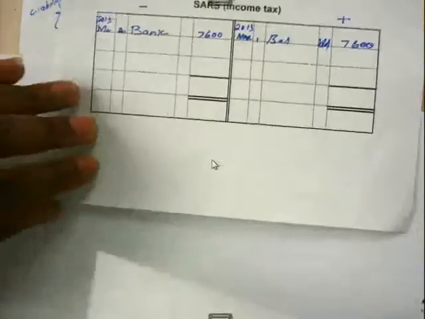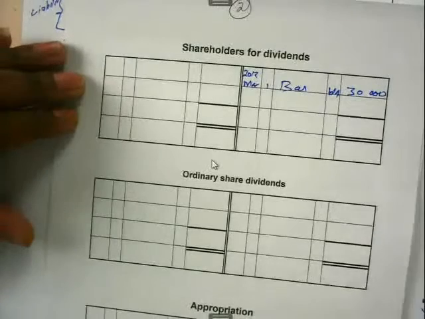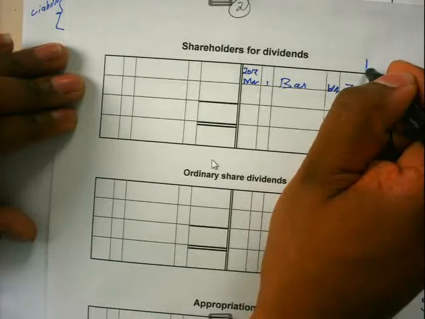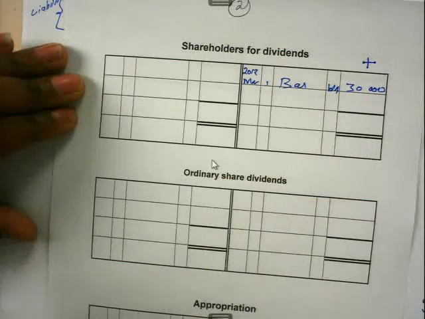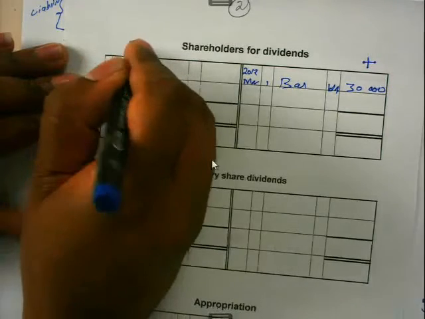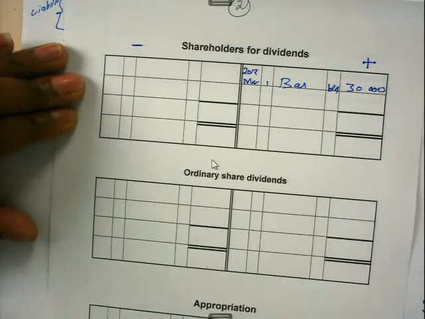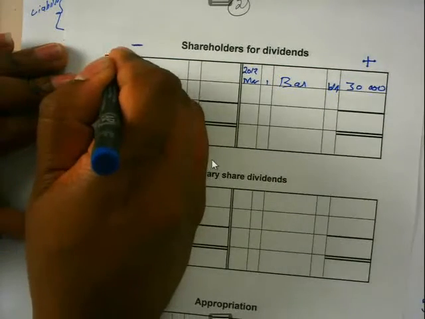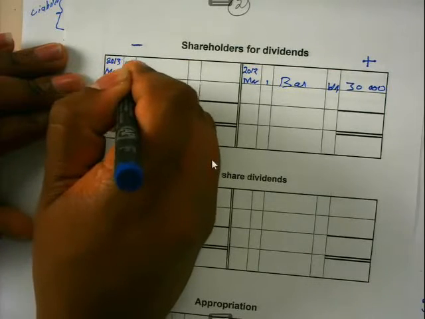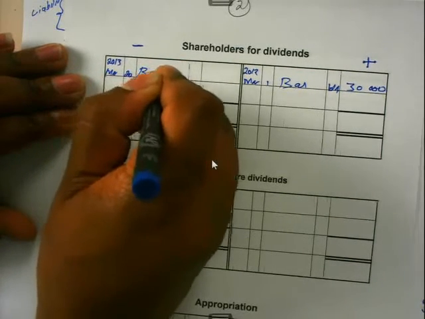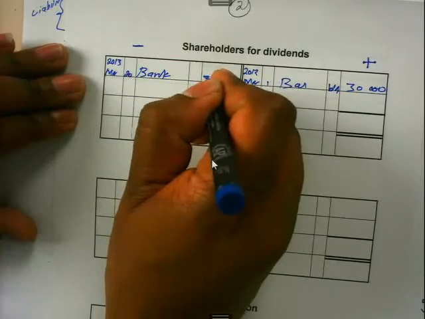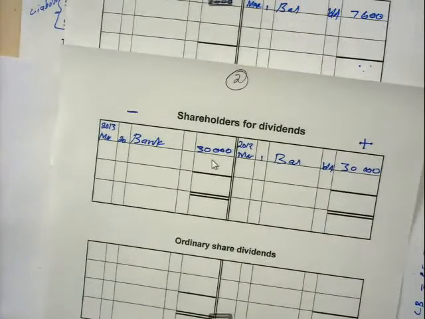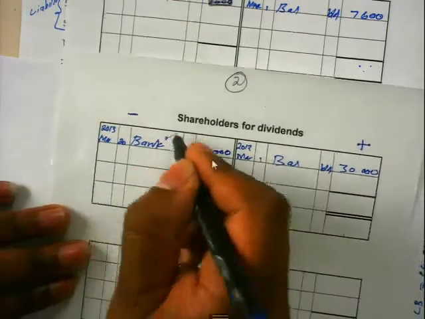The same applies to shareholders for dividends. At the beginning of the year, we owe 30,000. Remember, I said shareholders for dividends is a liability. It increases on the credit side and decreases on the debit side. Therefore, when we make this payment to decrease this amount, we are going to say 2013, March 20, bank, 30,000.